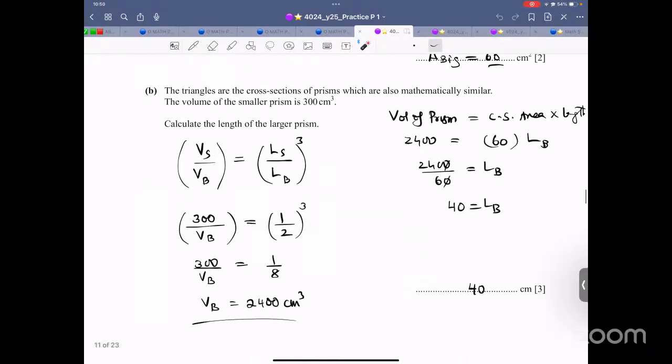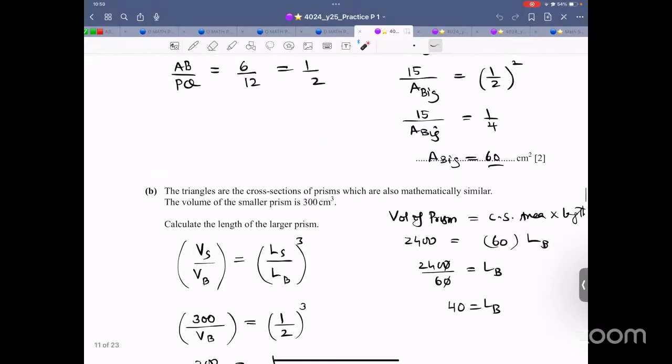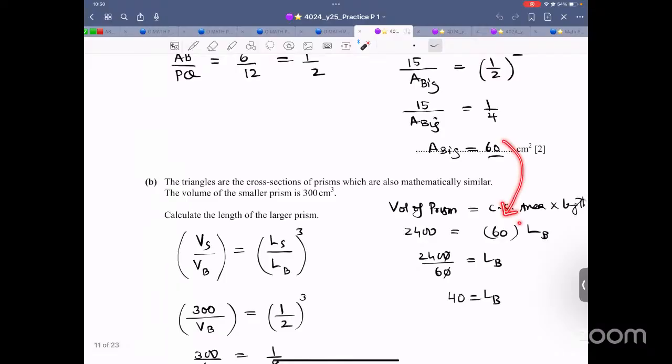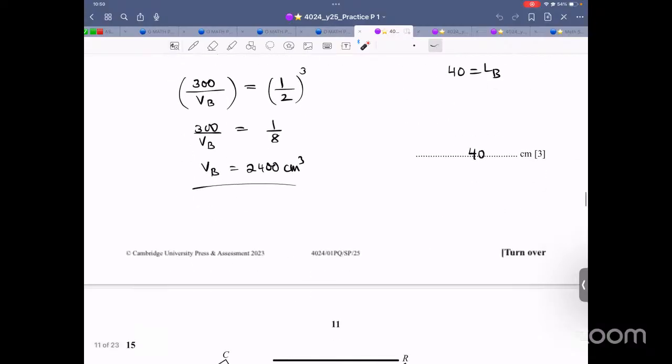The triangles are cross sections of prisms, which are also mathematically similar. The volume of the smaller prism is 300. Calculate the length of the larger prism. So now this is volume of small, volume of big, 1:2 whole cube. So volume of big is 2400. Do we have the cross-sectional area of the larger one? The cross-sectional area is this one. So yes, it's a nice question because this answer follows through without any hints. So therefore, the length is 40.